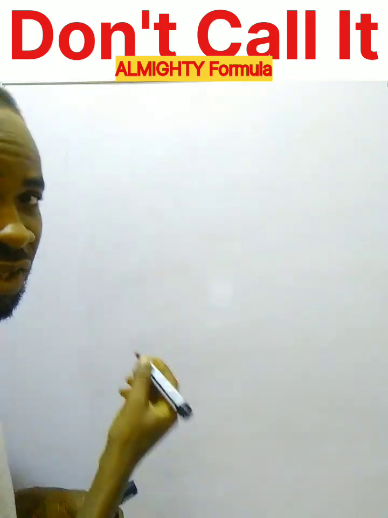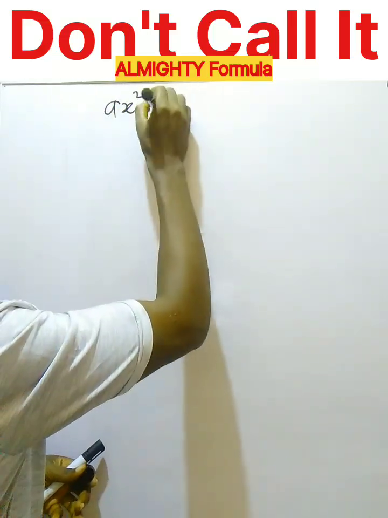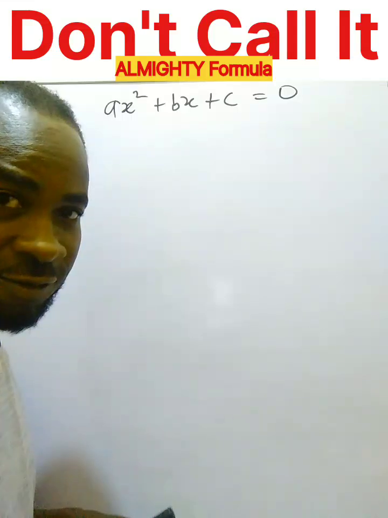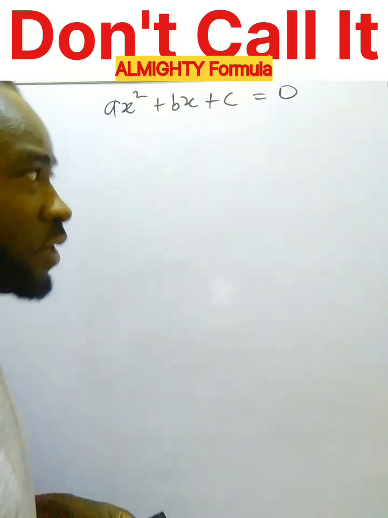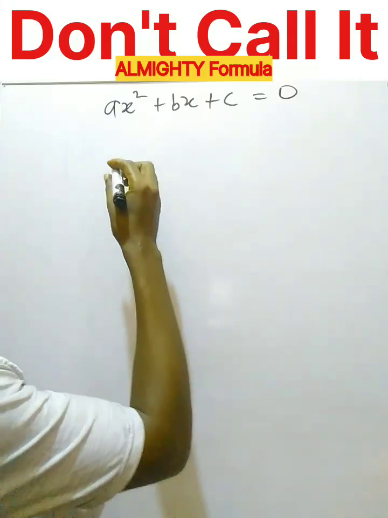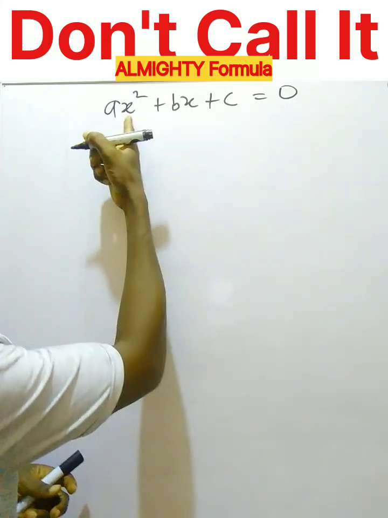Now we know that the general form of a quadratic equation is given as ax squared plus bx plus c equal to 0. This is the general form. So let's apply the completing the square method right away. The first thing to do, our first step in applying the completing the square method, is to divide both sides by the coefficient of x squared, which is a.